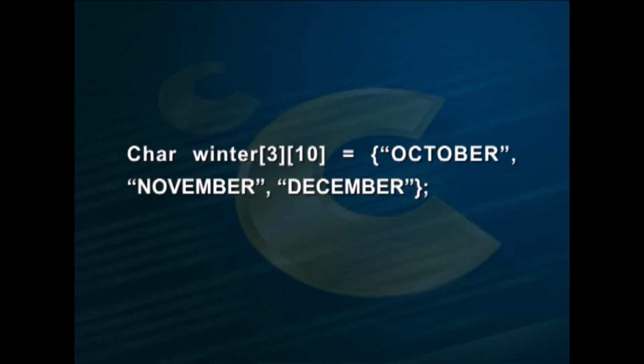Now, let us see an example indicating how a 2-dimensional character array is initialized. char winter[3][10] = {"October", "November", "December"}; Next, we will go through the library functions used for reading and printing a string as a whole.